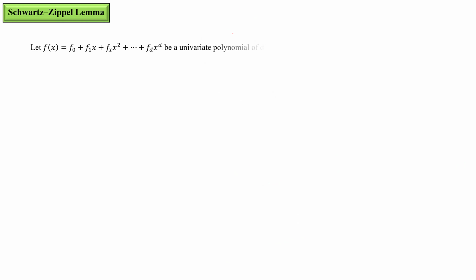Okay, so to design that protocol, we need some preliminary knowledge. The first one is the Schwartz-Zippel lemma. Suppose that we have a polynomial like f of x, a univariate polynomial of degree d, and we have defined this polynomial in the field F sub p.